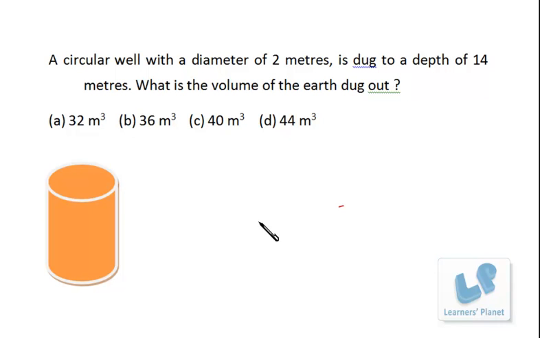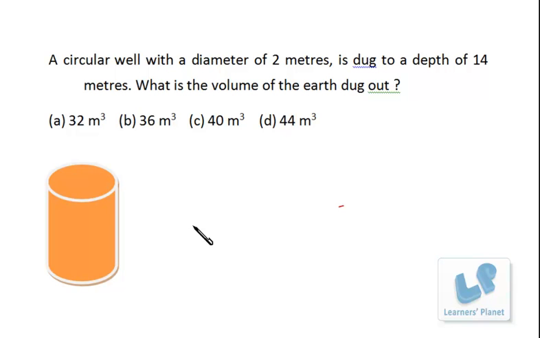Now friends, let's see this question. A circular well with a diameter of 2 meters is dug to a depth of 14 meters. What is the volume of the earth dug out? That means we have to find the volume of this cylindrical well, right? Since the shape is circular and there is a depth, it is a cylinder.